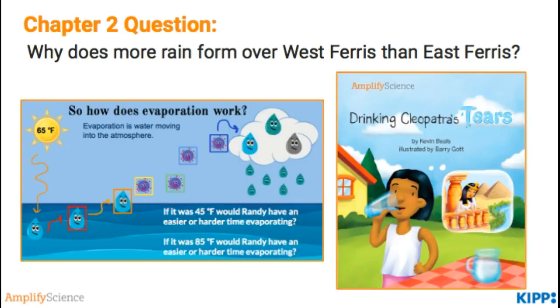This chapter focuses on the water cycle and how temperature affects how water molecules move and change. Additionally, the book Drinking Cleopatra's Tears walks students through the water cycle and the idea that the water they use today has been around for millions of years. They might even be drinking dino pee. The reaction when students hear that is great.